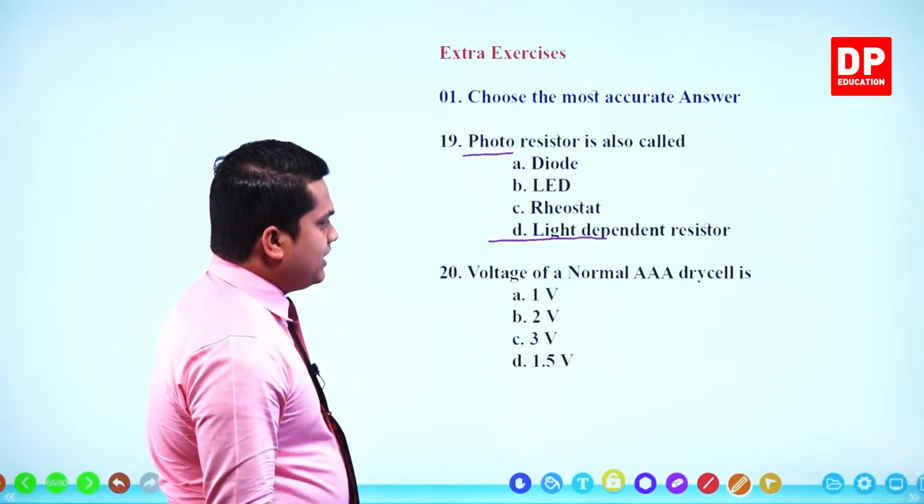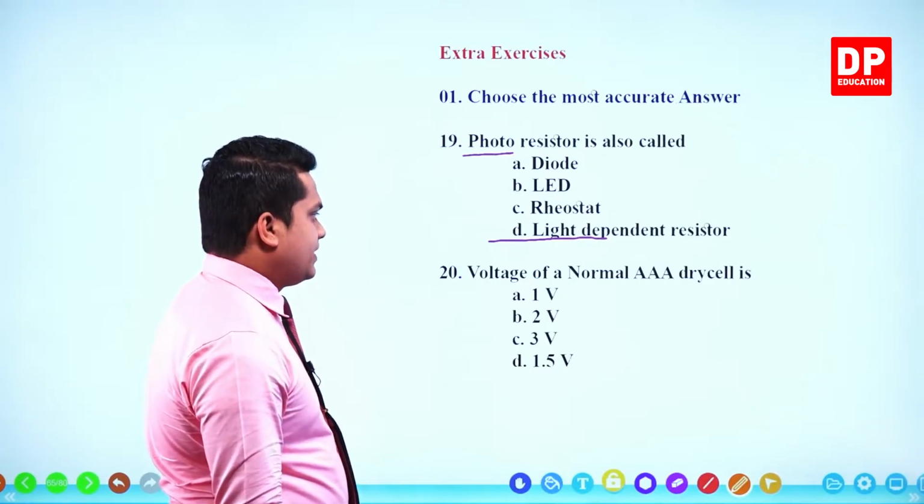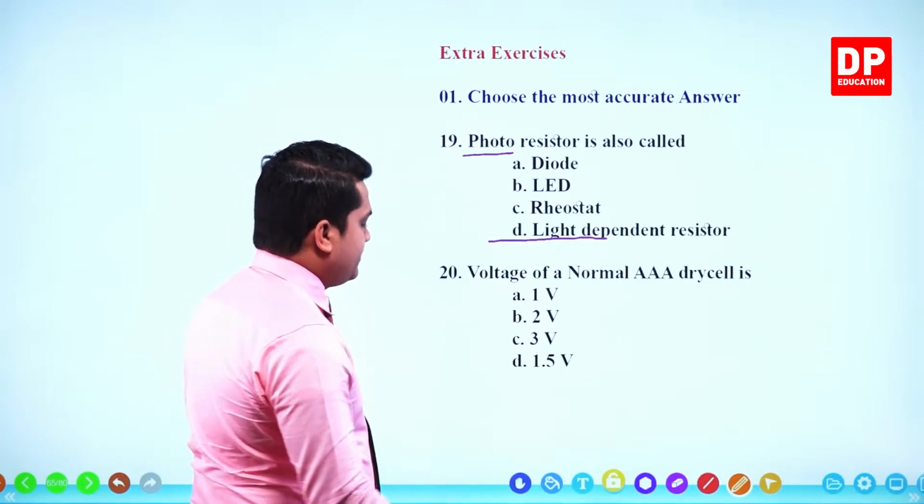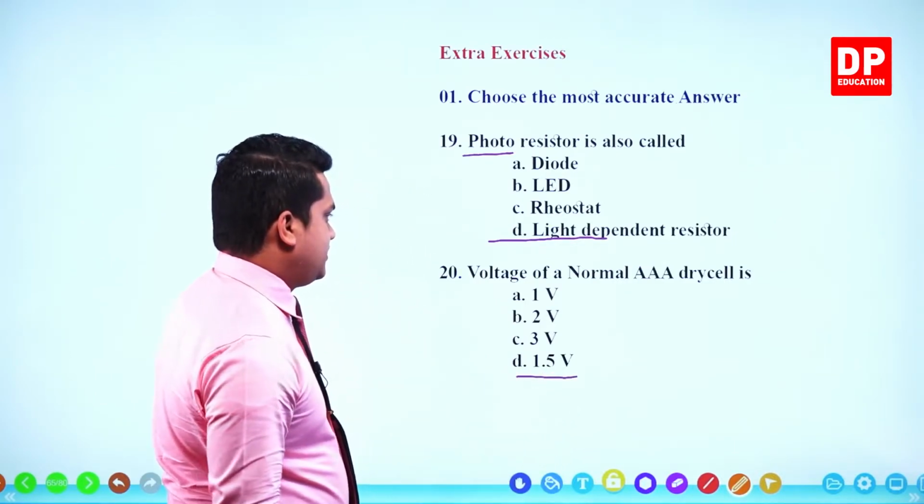The voltage of a normal AAA dry cell is very obvious, 1.5 volts.